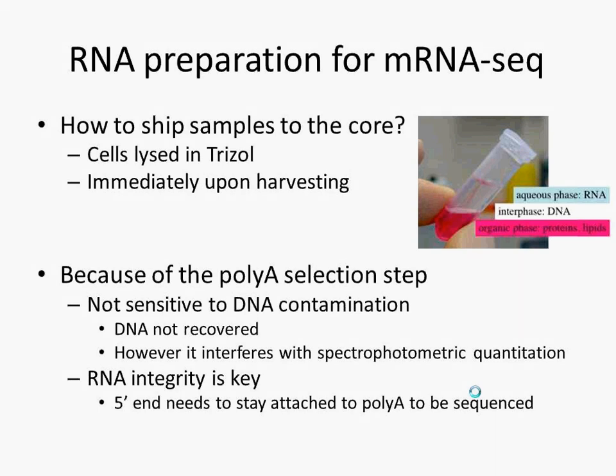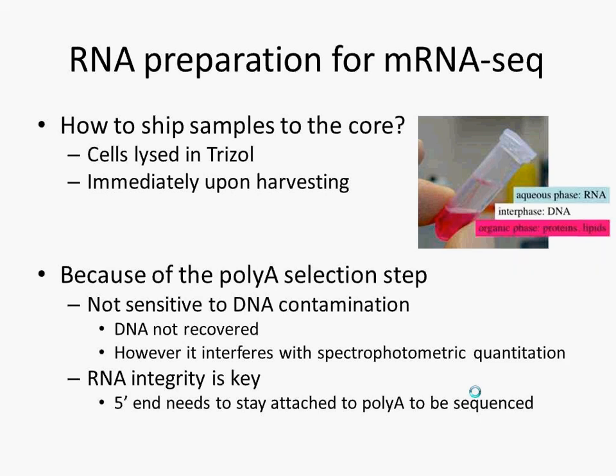So how do you best prepare RNA for mRNA-seq data? We're going to do that for you, and if you are sending your samples through the PCBC core, it's better to load cells in Trizol immediately upon harvesting and then send them to us. We'll use the aqueous phase, which contains the RNA, to extract it before running the experiment. It's also important to have a good extraction for mRNA-seq because we're going to use a poly-A selection step.